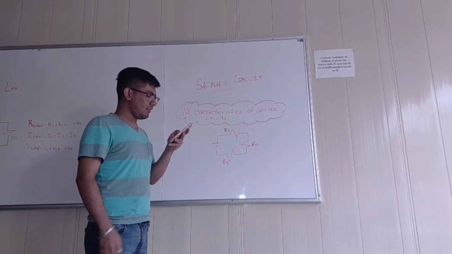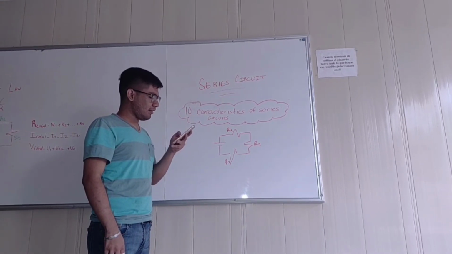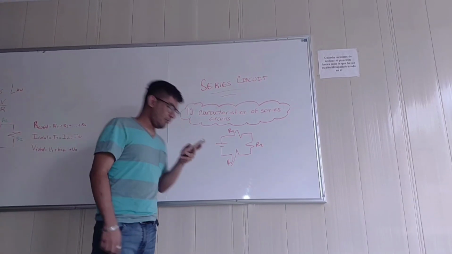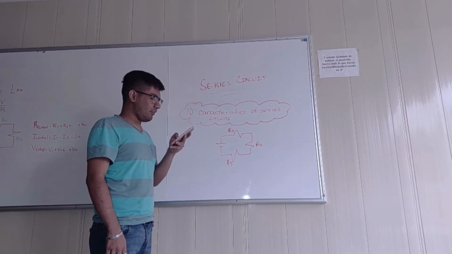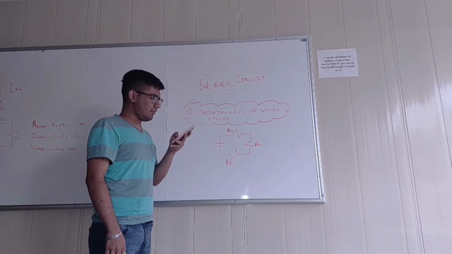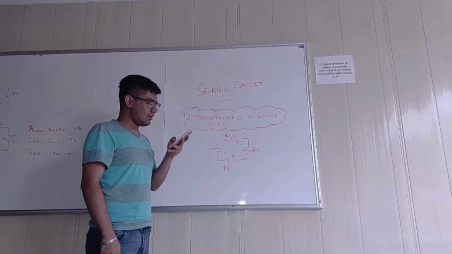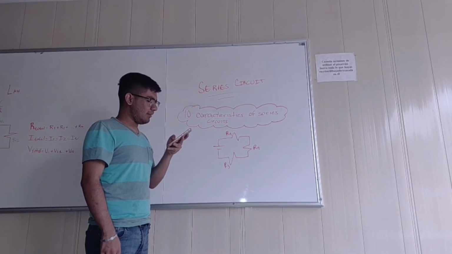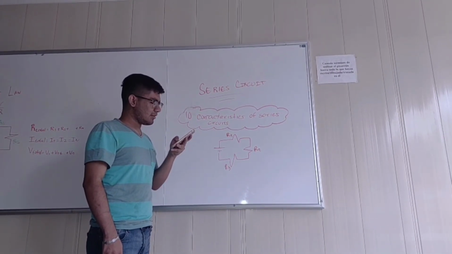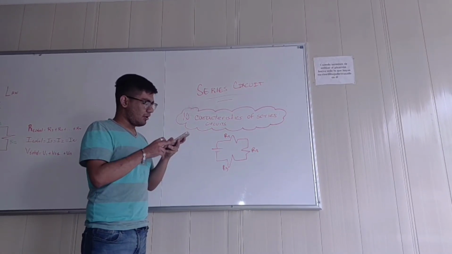The characteristics of series circuits. Series circuits have several characteristics that make them unique. Number one, the same amount of current flows through all components. Two, there is one path for the electric current. Three, the amount of voltage used by each load depends on the load's resistance. A given voltage requires a given resistance.